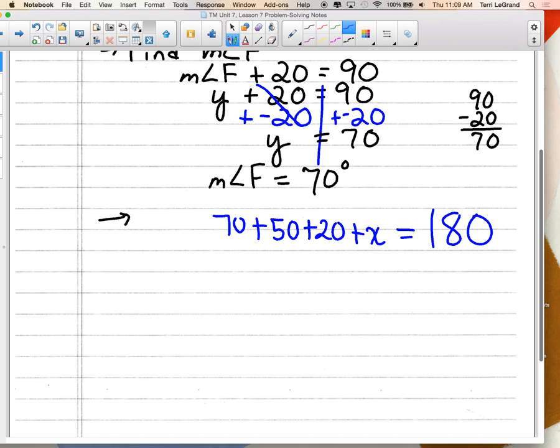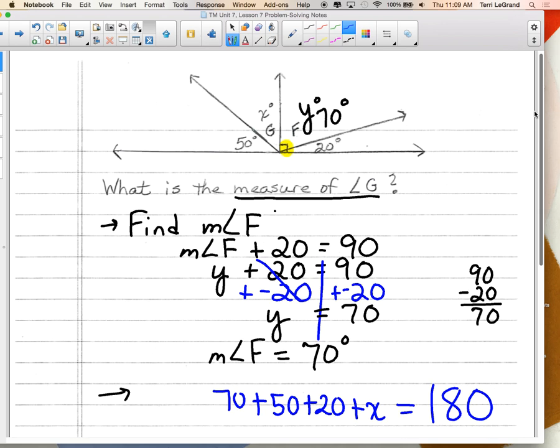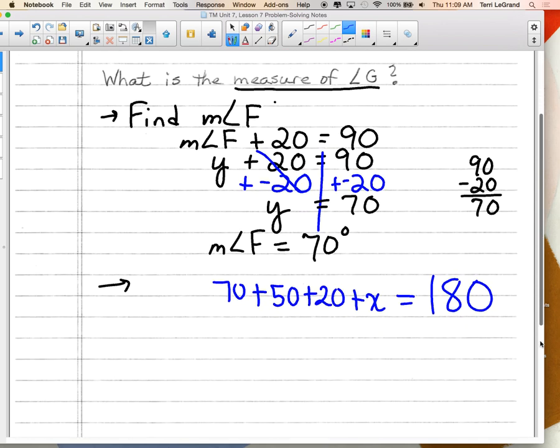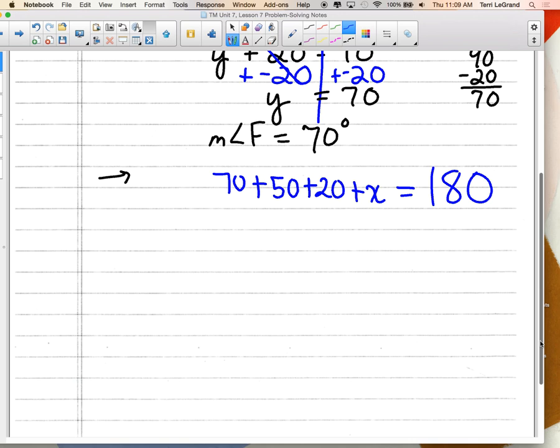Because all 4 of those angles combined form a straight angle, and straight angles measure 180. Oh, we've got our equation. And I think we're finally going to be able to find G.